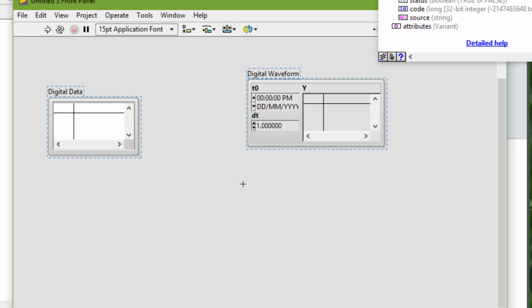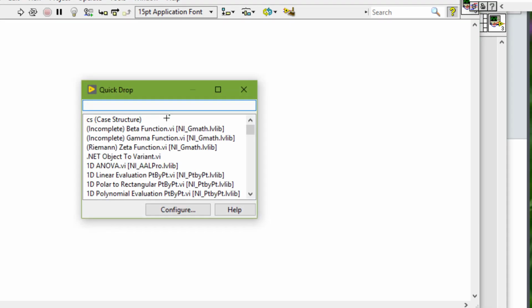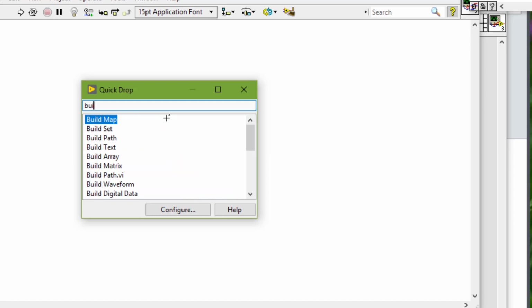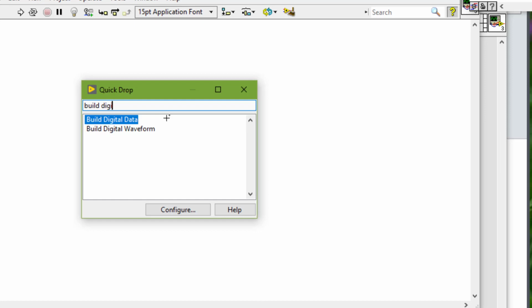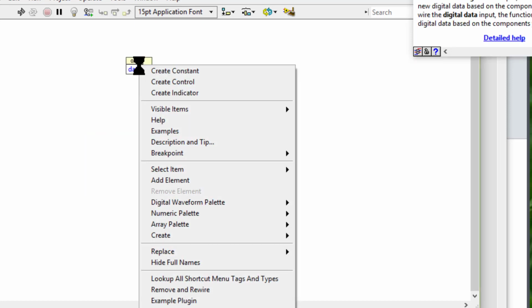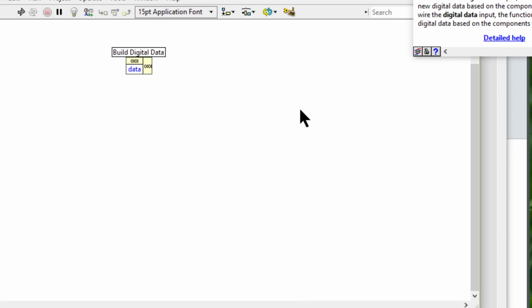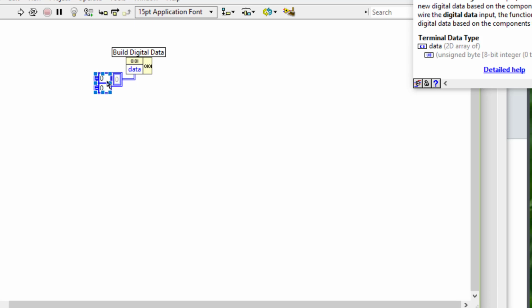So we can use the build digital data function to build digital data tables. So let's right click and create a constant.